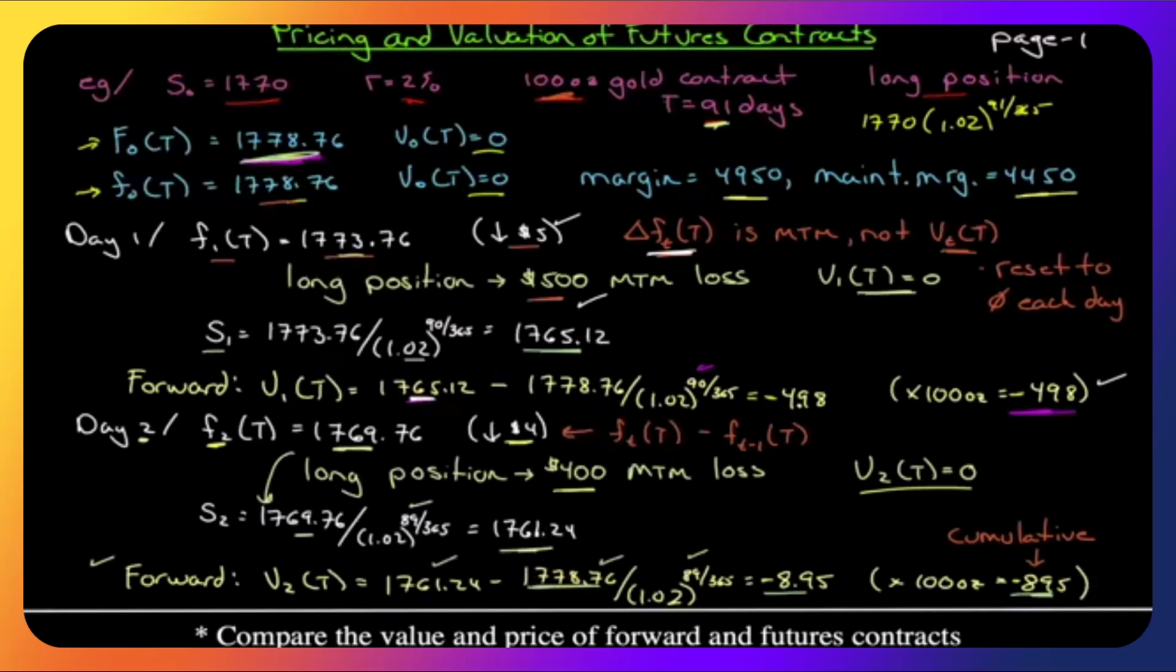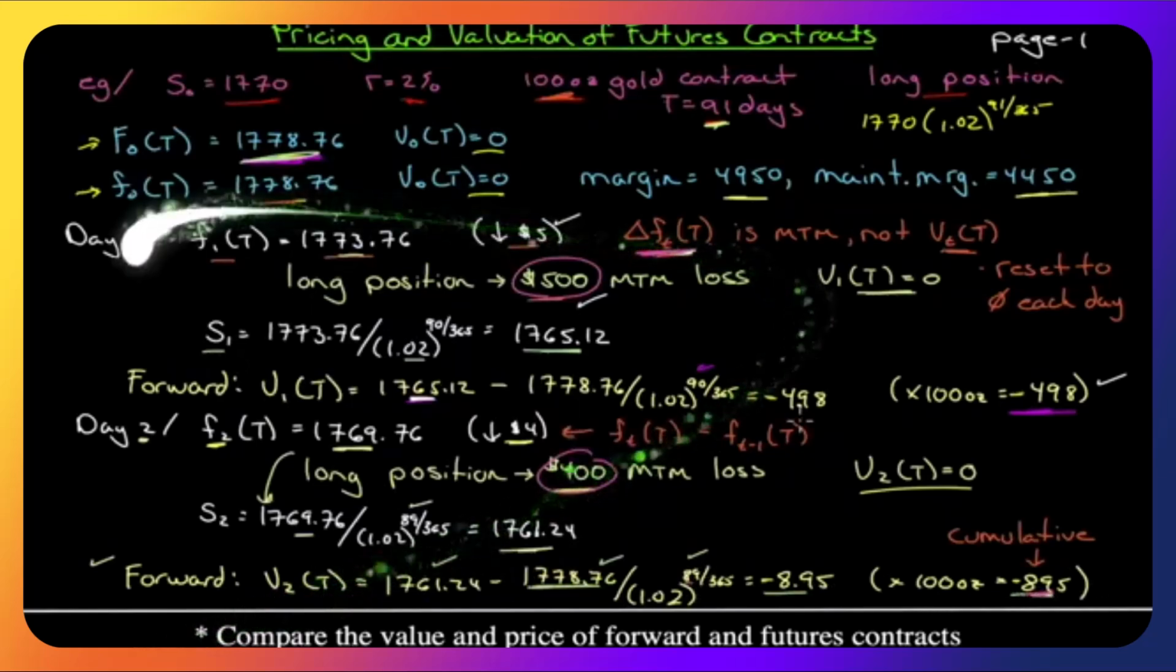Look at the difference here. We have a $500 mark-to-market loss here. We have a $400 mark-to-market loss there. We're down $900 on the futures contract because we're marking to market the futures price. But here, we are determining the value of the forward contract by consistently taking the present value of the forward price and subtracting that from whatever the spot price happens to be. And of course, we're discounting it by 1 day less each time, 895 versus 900.